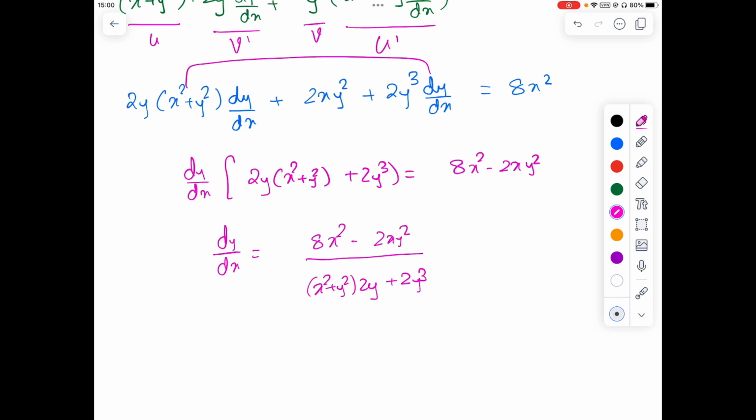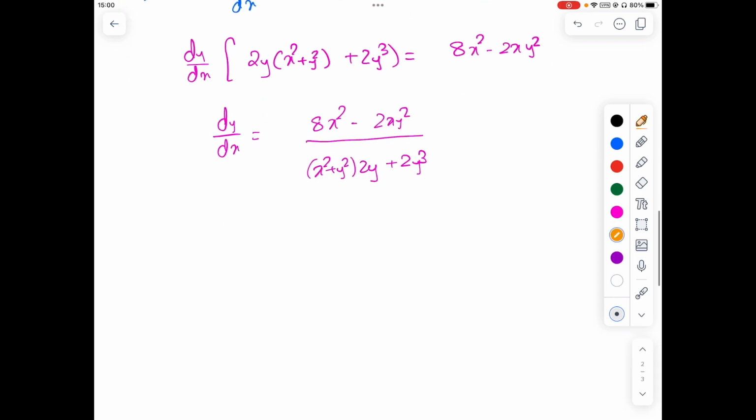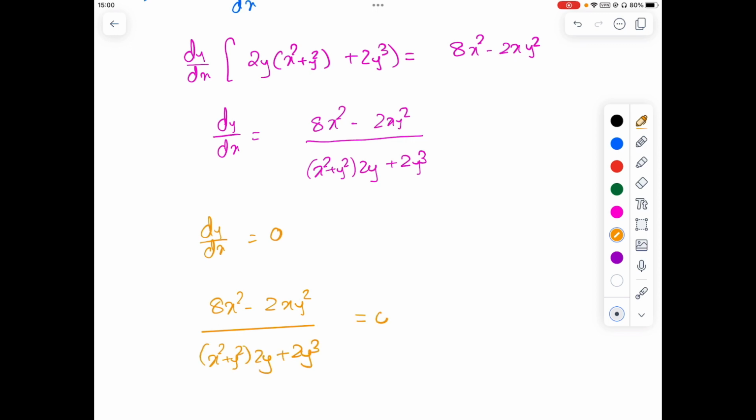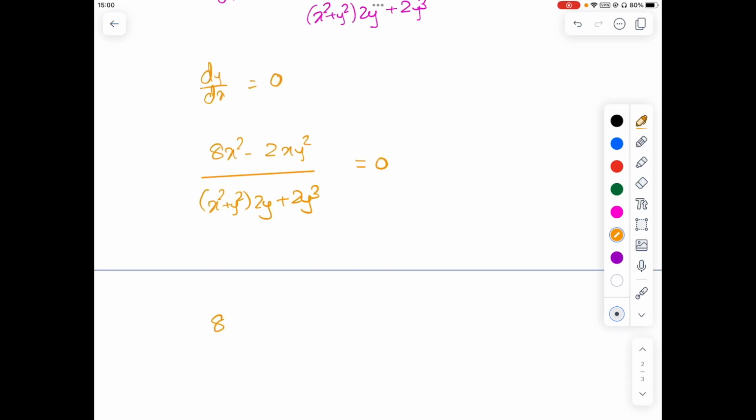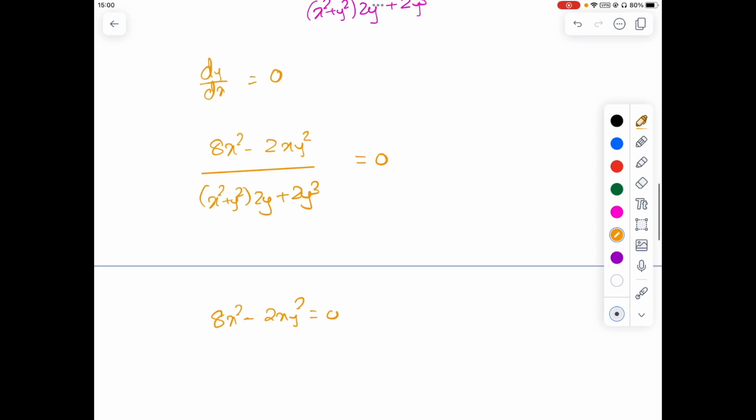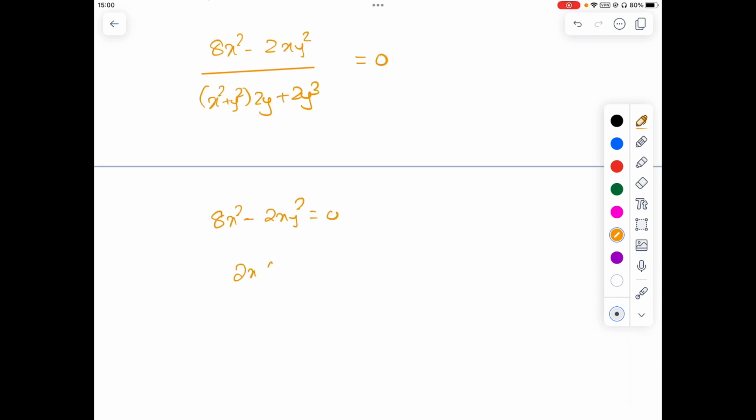Now to find the maximum value and minimum value, what am I going to do? I am going to take dy by dx equal to 0. So this entire thing, 8x square minus 2xy square upon x square plus y square times 2y plus 2y cube, should equal 0. Cross multiply, what do I get? 8x square minus 2xy square equals 0. Then take 2x common. So what do I get? 4 minus y square equals 0.